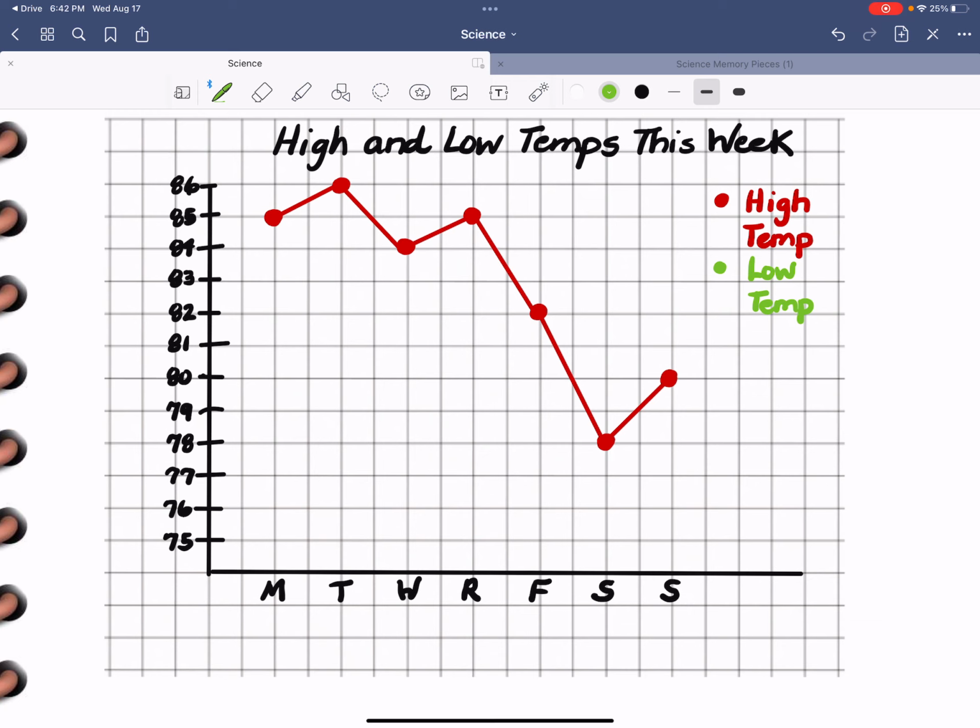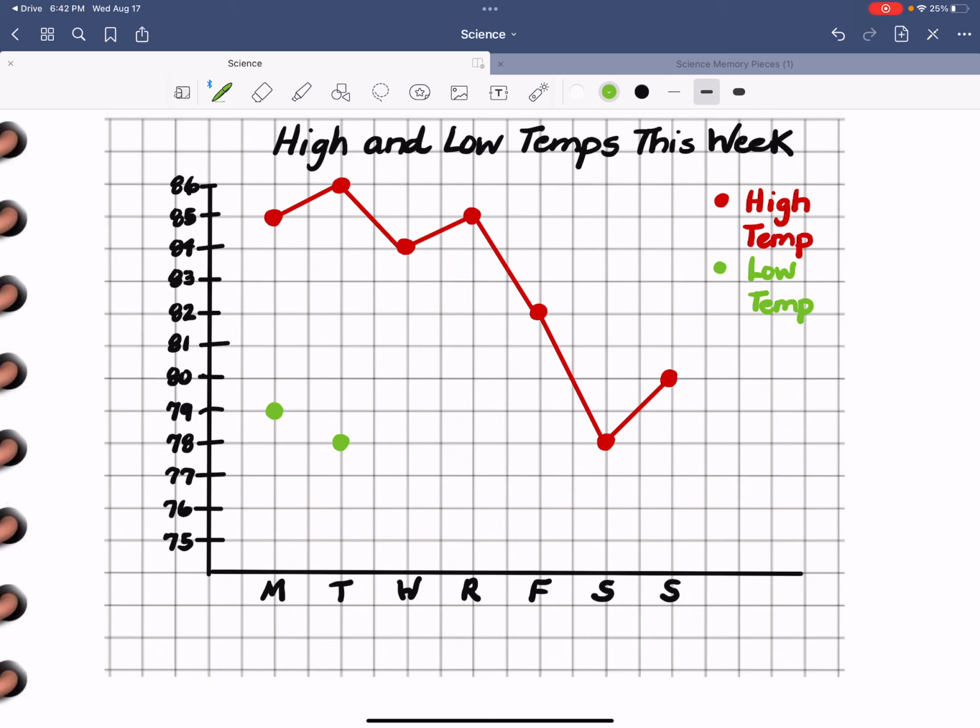Okay, on Monday, the low temp was 79. So the temperature didn't change much on Monday. It just varied between those two dots. On Tuesday, let's do 78. And again, I'm just making up numbers.